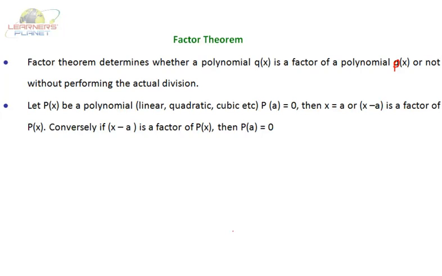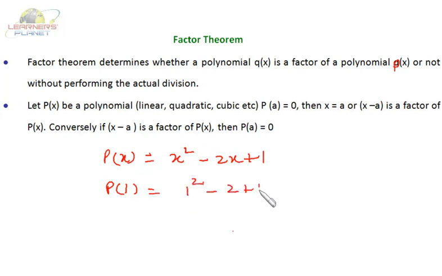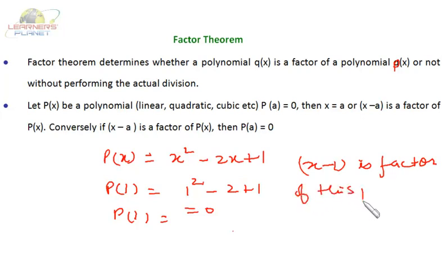I take one example. Suppose any polynomial P(x) is x square minus 2x plus 1. I find P(1), that is 1 square minus 2 plus 1, which is 0. So P(1) is 0. That means x minus 1 is a factor of this polynomial, that is, x minus 1 is a factor of x square minus 2x plus 1. We'll be doing more problems in the same session.